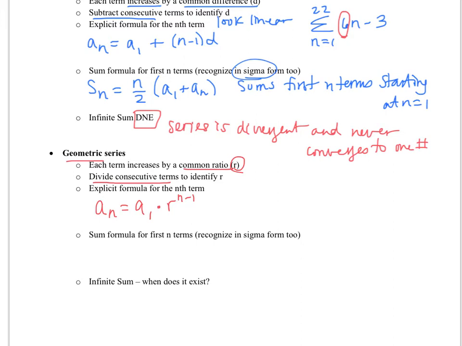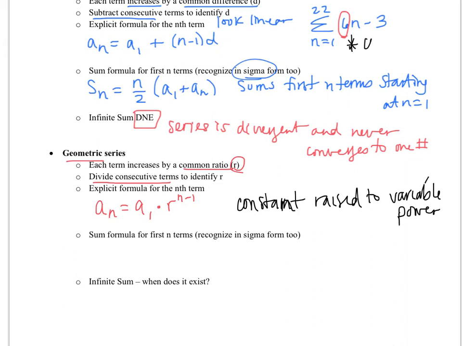When we are trying to recognize these formulas, we will recognize geometric because we will see a constant raised to a variable power. And in contrast to our arithmetic up here, we see a constant times our n. Okay, so with arithmetic it's a constant times n. With geometric it's a constant raised to an n. Now it could be raised to n, it could be raised to n plus 2. The important part is that it is a constant raised to a power.